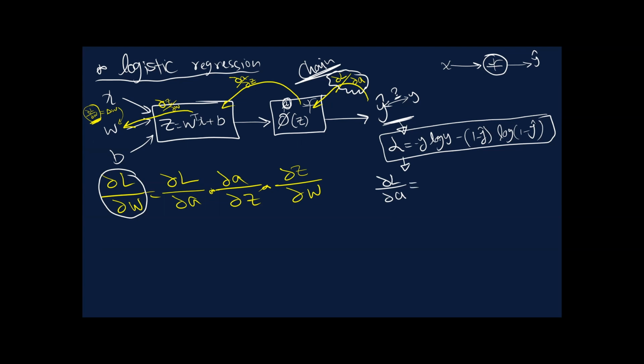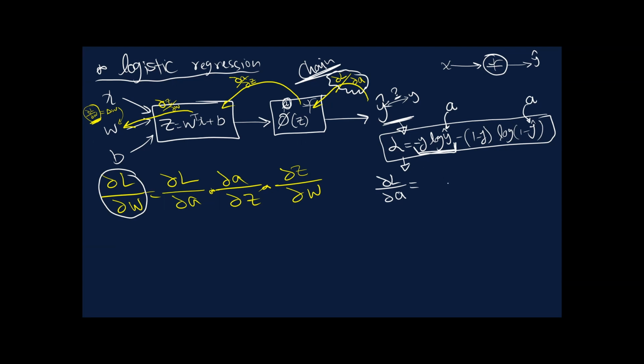Let's just think about it. I just put the hat in the incorrect place. That should be y hat. So y hat is the result from the activation, so it's actually A. We can just say that this y hat is A. Now we need to take the derivative of the cost function with respect to A.